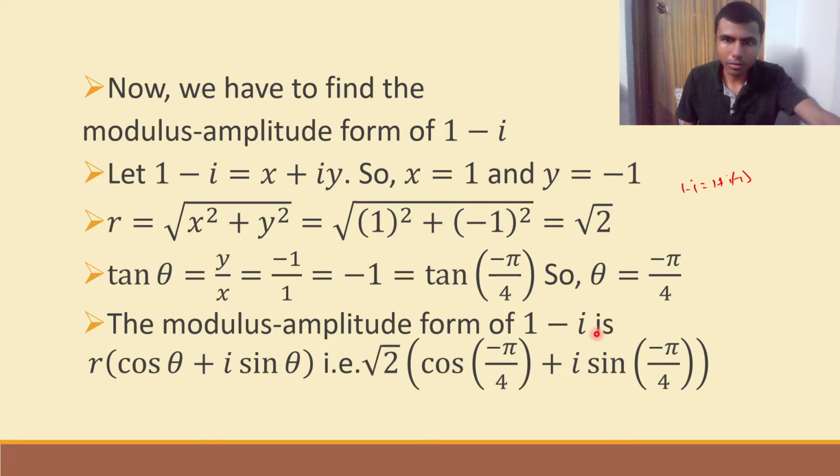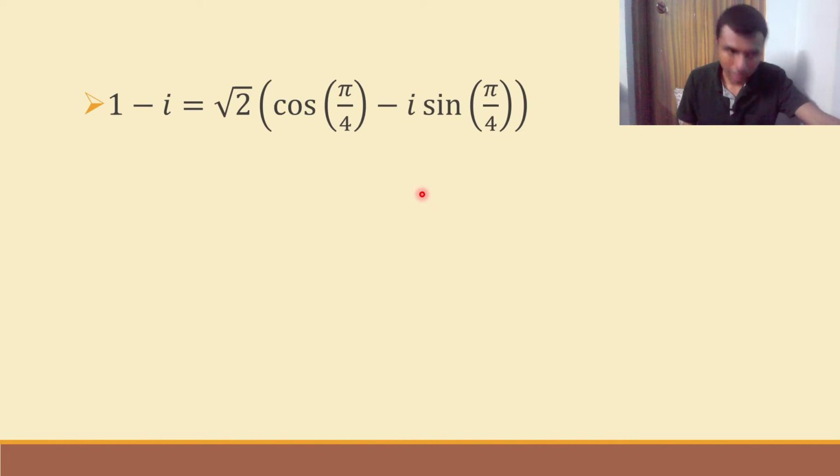Next, the modulus amplitude form of 1 minus i is r into cos theta plus i sin theta, that is here root 2 into cos of minus pi by 4 plus i sin minus pi by 4. Now listen to me carefully. Cos of minus theta is nothing but cos theta. That means cos of minus pi by 4 is cos pi by 4 only. Now sin of minus theta is nothing but minus sin theta. Fine, so this minus would come here. So in the next step you will see that 1 minus i is root 2 into cos pi by 4 minus i sin pi by 4. I hope that explains. But still any doubts, please do come in the comments box.